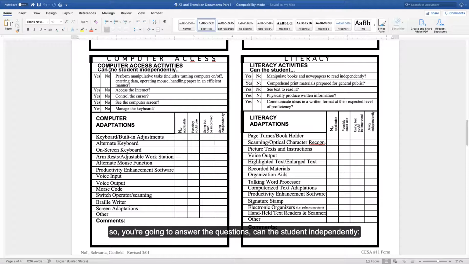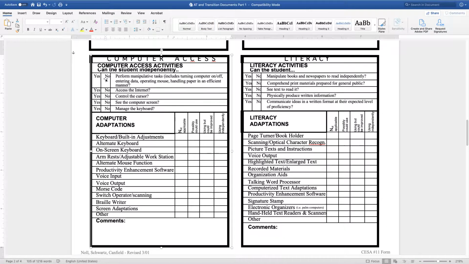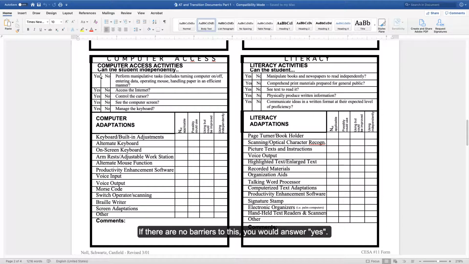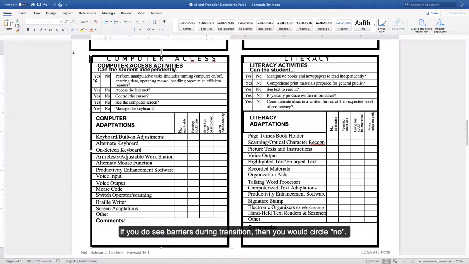So you're going to answer the questions, can the student independently, and the first one says, perform manipulative tasks, including turning computers on and off, entering data, operating a mouse, handling paper in an efficient manner. If there are no barriers to this, you would answer yes. If you do see barriers during transition, then you would circle no.